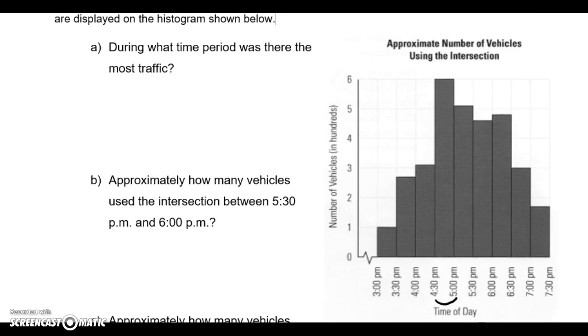Part A asks, during what time period was there the most traffic? Looking at your histogram, we just have to find the time period that has the highest vertical bar, which in this case is from 4:30 to 5 p.m. Just a note here, when reading the labels on our horizontal and vertical axes, the vertical axis shows the number of vehicles in hundreds. So we're not going to say that only 6 vehicles pass that intersection. This means 600 vehicles pass that intersection. When looking for the time period with the most traffic, you just want to see which one has the highest vertical bar.